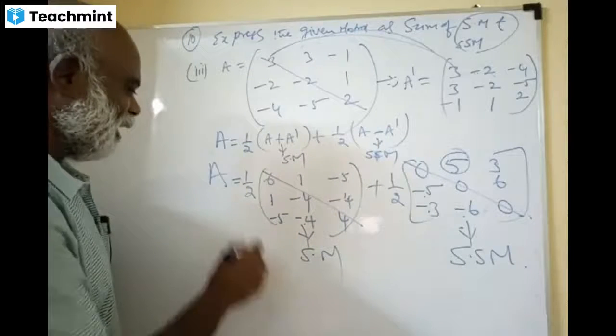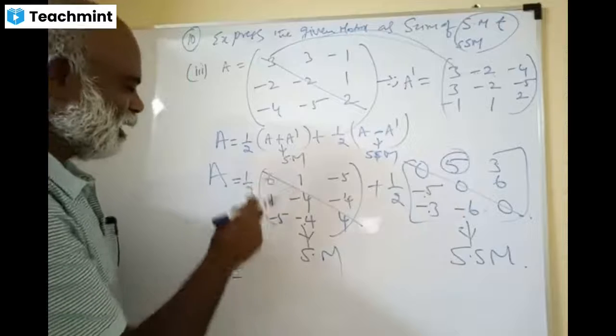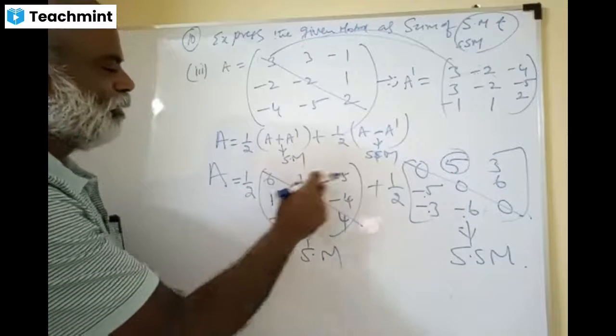If you want, you can take the factor inside. This becomes 6 by 2, this becomes 1 by 2.